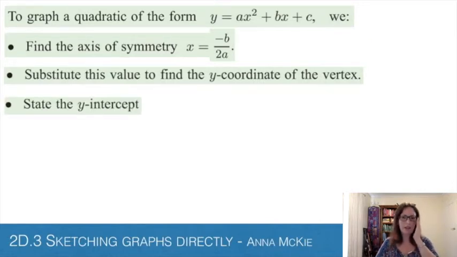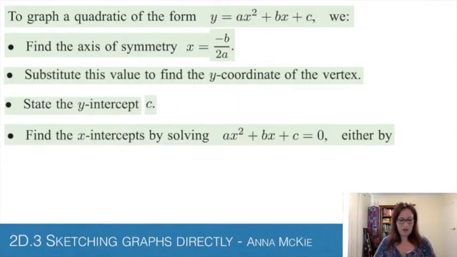Next, the y-intercept. That means x is equal to 0, and so looking at that form of the quadratic, if x is equal to 0, those parts cancel out, so our y-intercept must be c, or as a coordinate, 0, c. Also, the x-intercepts. Now, how do we find them?